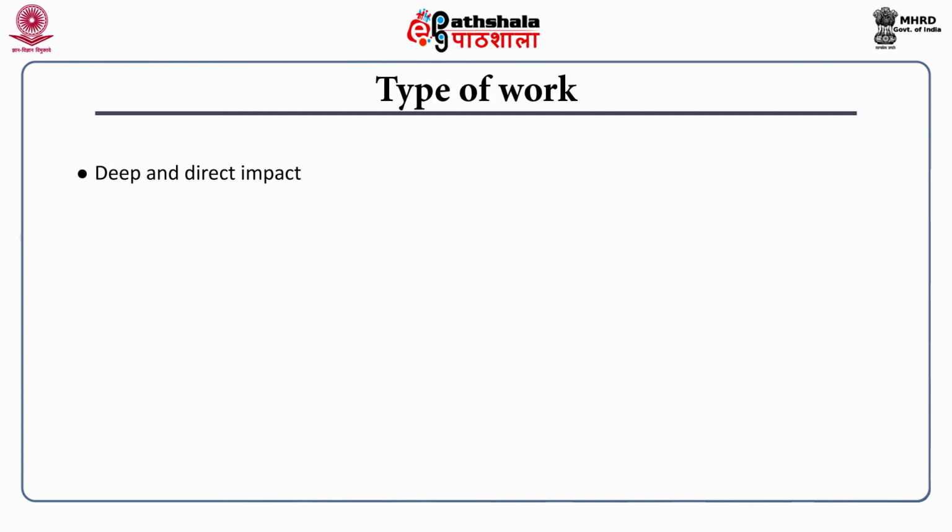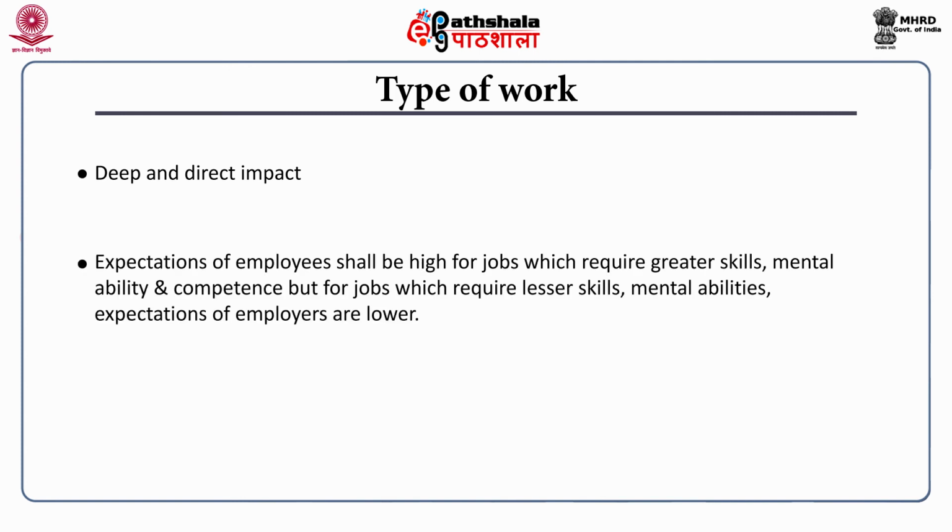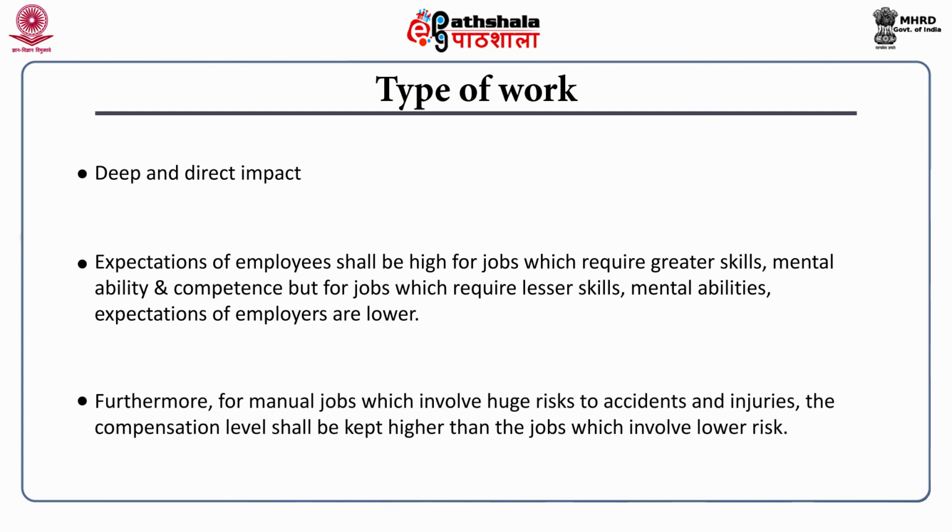Type of work has a deep and direct impact on outlook towards compensation, depending upon the physical or mental abilities and terms of employment needed for satisfactory completion of a job. Expectations of employees are high for jobs which require greater skills and mental ability, but for jobs which require lesser skills and mental ability, expectations of employees are lower. Furthermore, for manual jobs which involve huge risk of accidents and injuries, the compensation level should be kept higher than for jobs which involve lower risk. For jobs which are temporary or contractual in nature, compensation should be kept lower than for regular jobs.